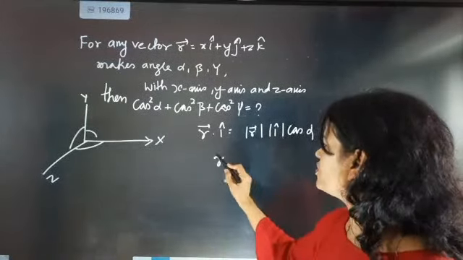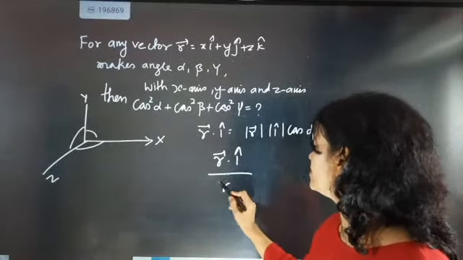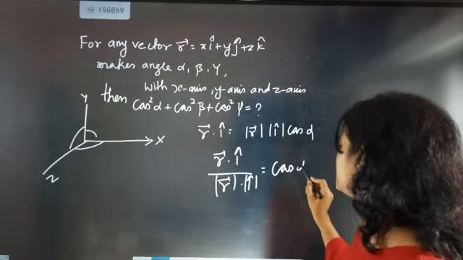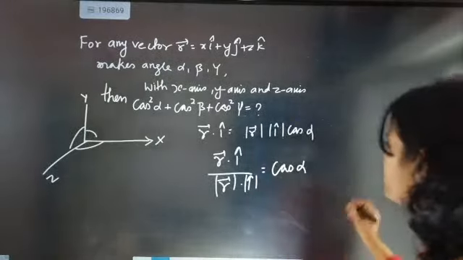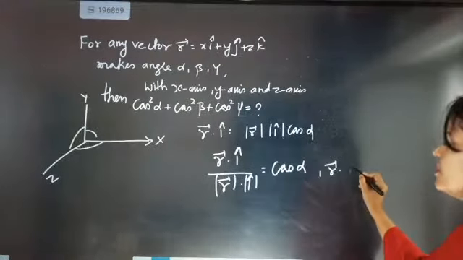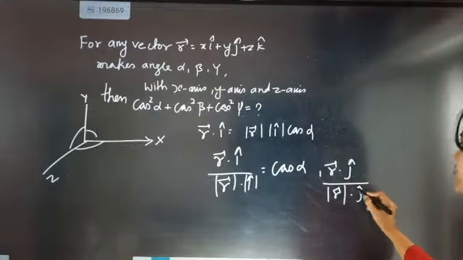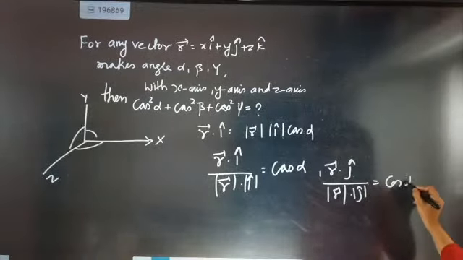So I am going to write it. This is r vector into i will be equal to cos alpha. Similarly, for beta and gamma it will be r vector by magnitude into j cap will be equal to cos beta.